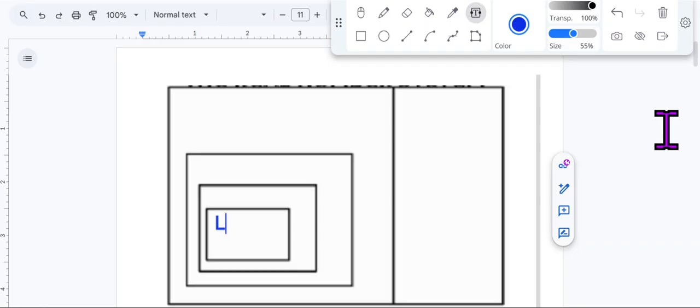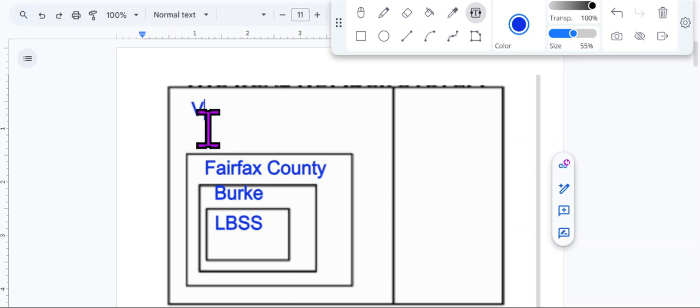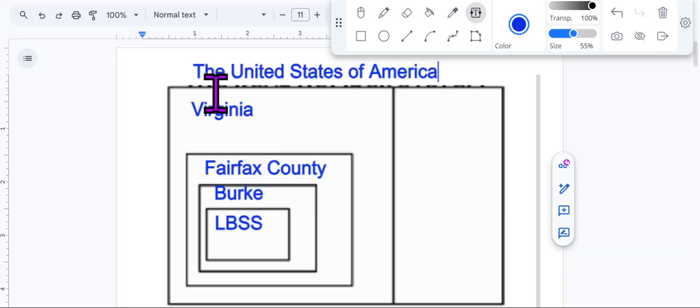You guys are inside of Lake Braddock Secondary School, right? Lake Braddock is inside of Burke. Burke is inside of Fairfax County. Fairfax County is inside of Virginia, and Virginia is inside of the United States of America, right? So the way this works is each smaller subset is inside of the other one.